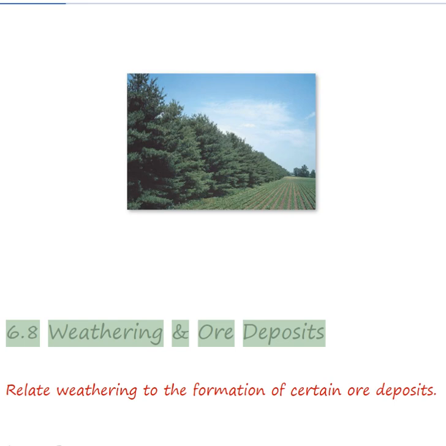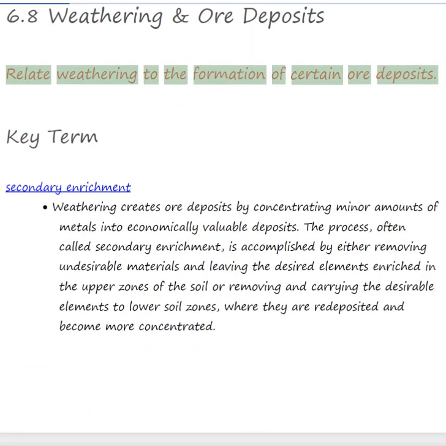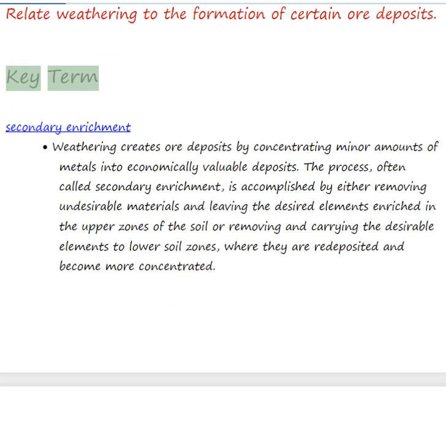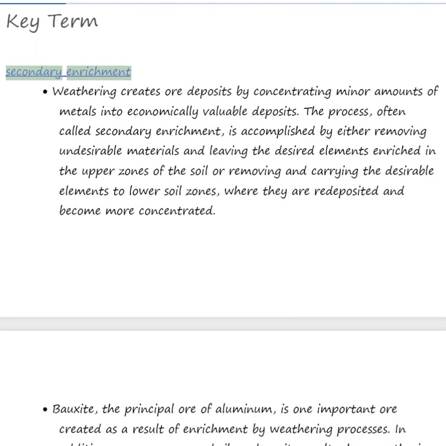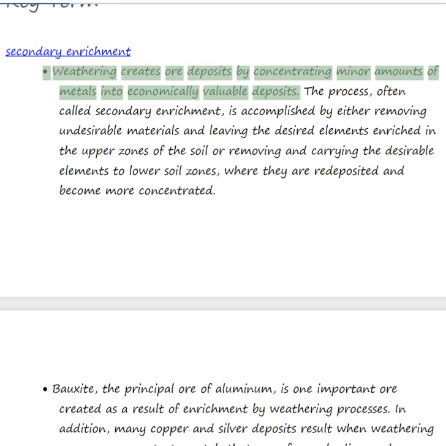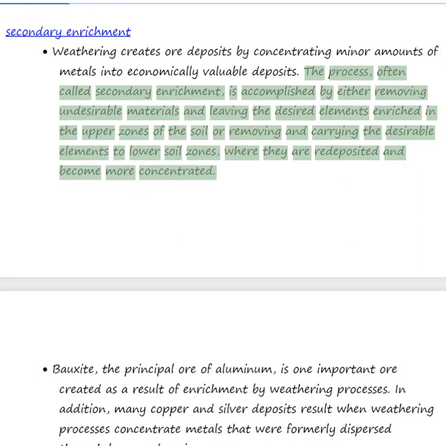6.8 Weathering and ore deposits. Relate weathering to the formation of certain ore deposits. Key term: secondary enrichment. Weathering creates ore deposits by concentrating minor amounts of metals into economically valuable deposits. The process, often called secondary enrichment, is accomplished by either removing undesirable materials and leaving the desired elements enriched in the upper zones of the soil, or removing and carrying the desirable elements to lower soil zones, where they are redeposited and become more concentrated.